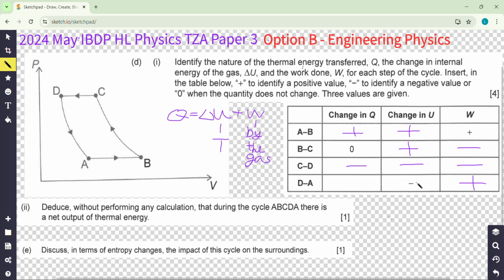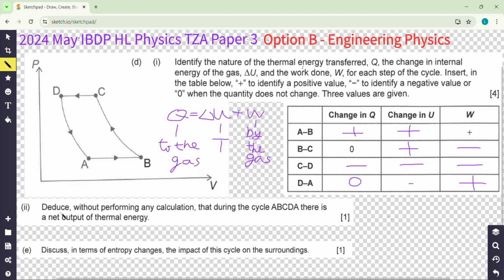The last one is a little bit confusing. D to A is an adiabatic process. No heat transfer, so it's 0. You got the table, but you still need to remember what Q is. It is the heat transferred to the gas, okay, from the surroundings.